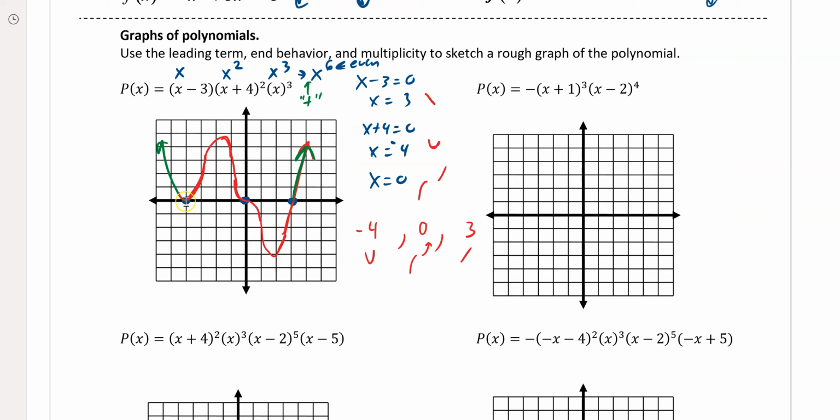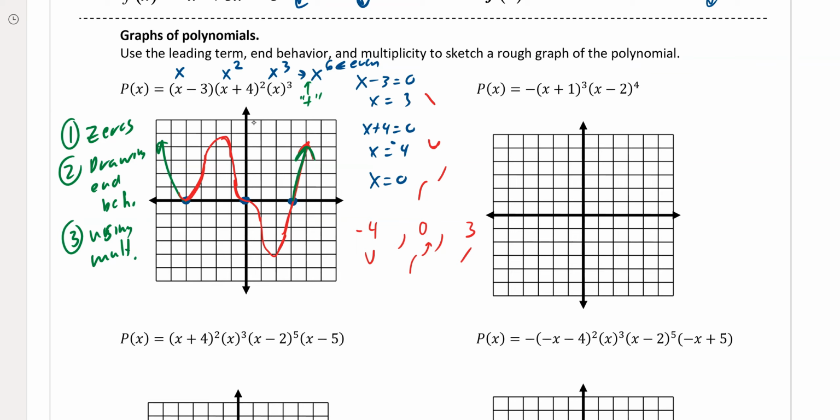There's the negative 4, which is the parabola. See, multiplicity of 2. There is 0 with an odd multiplicity. And there is our final 3 with a 0. So you're doing these 3 steps. You're finding the zeros, drawing the end behavior, and then number 3, using the multiplicity. And you'll get a perfect graph every time. Well, not perfect, but a quick rough sketch.